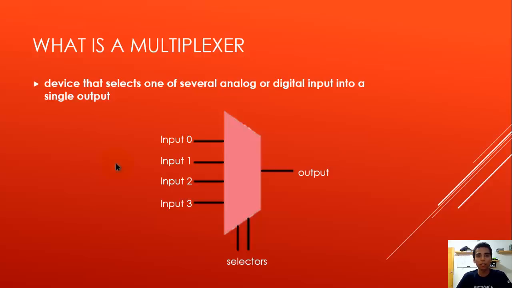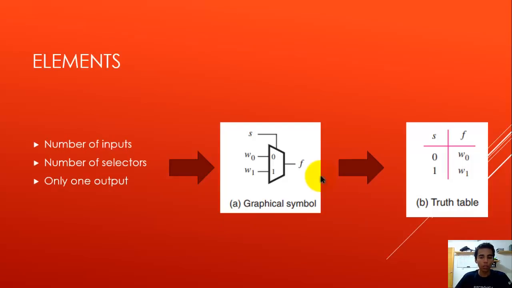So what are multiplexers? It's a device that selects one of several analog or digital inputs into a single output. Here you can see that you have 4 inputs and 2 selectors and only one output. So let's review what elements it is made of. You have a number of inputs, and then a number of selectors depending on the number of inputs, and only one output.